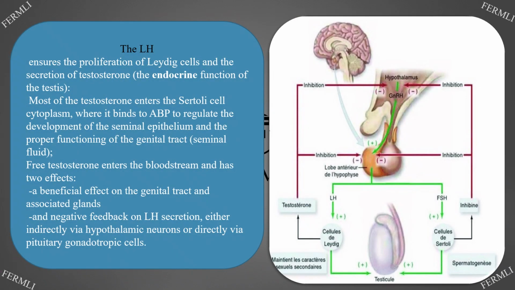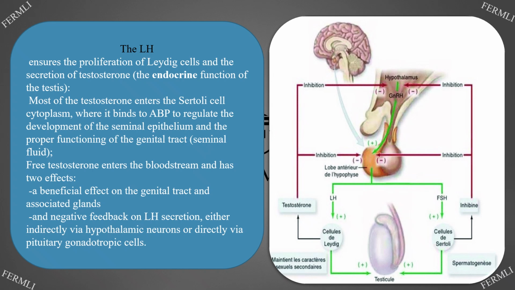The LH ensures the proliferation of Leydig cells and the secretion of testosterone, the endocrine function of the testis. Most of the testosterone enters the Sertoli cell cytoplasm, where it binds to ABP to regulate the development of the seminal epithelium and the proper functioning of the genital tract.